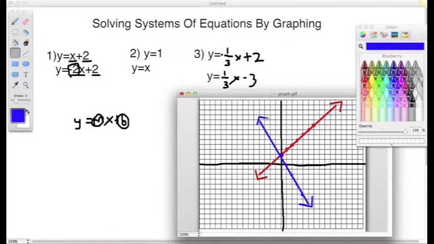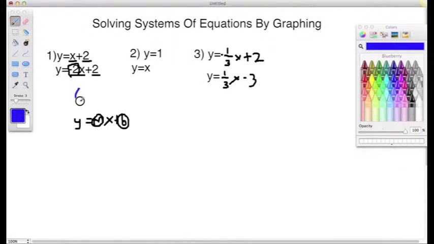So if you look, where do they intersect? They intersect right here, obviously. What's that point right there? That point is (0, 2). Let's test this out.